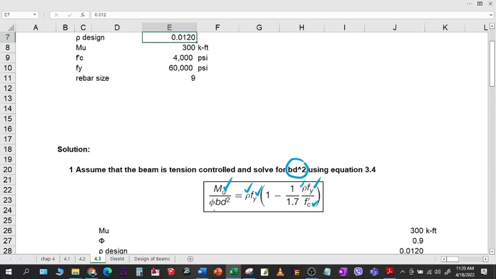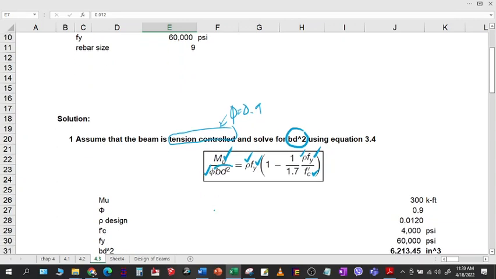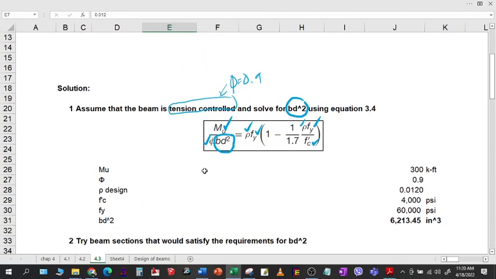Then since we are assuming that the beam is tension controlled, phi is equal to 0.9. So this is also good as given. The only thing lacking here is the bd squared. So we have to solve for bd squared. Manipulating the equation, transposing, or using shift solve, because this is only one equation, one unknown, we can solve for the value of bd squared. We take the bd squared as one variable, by the way. So we have already the required bd squared.